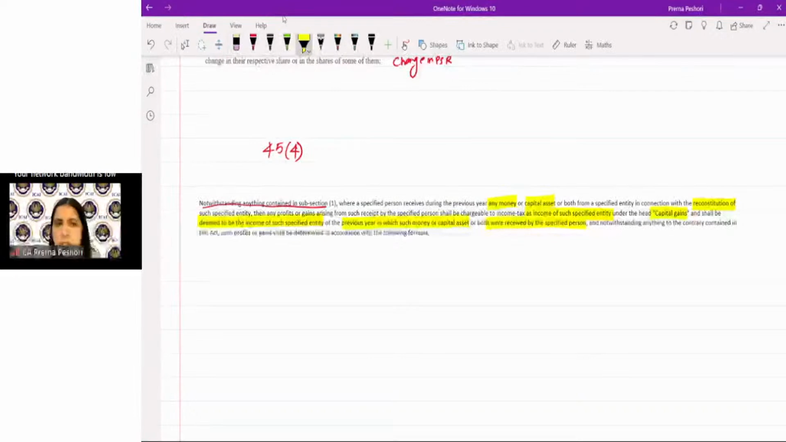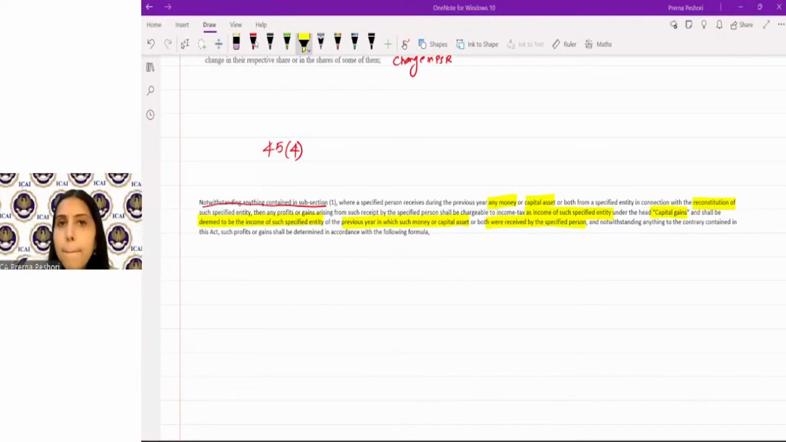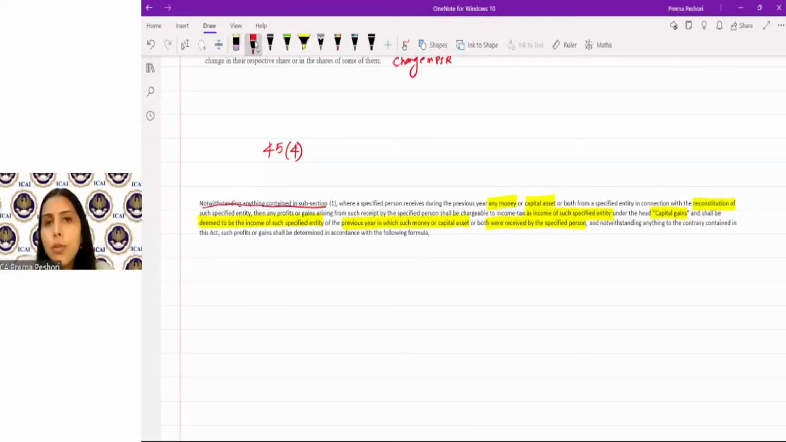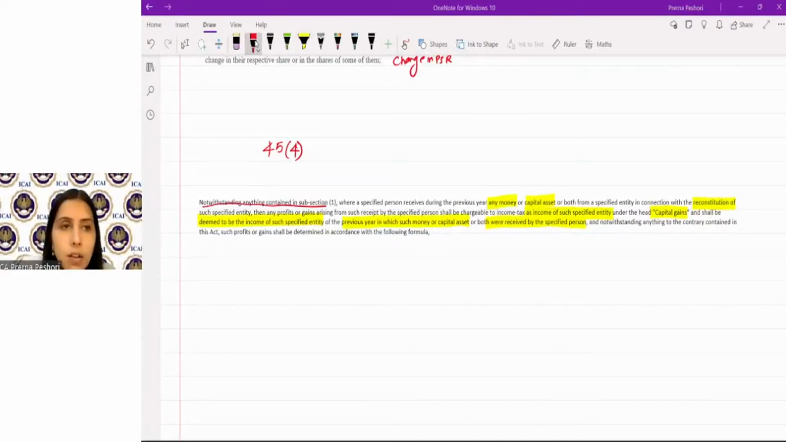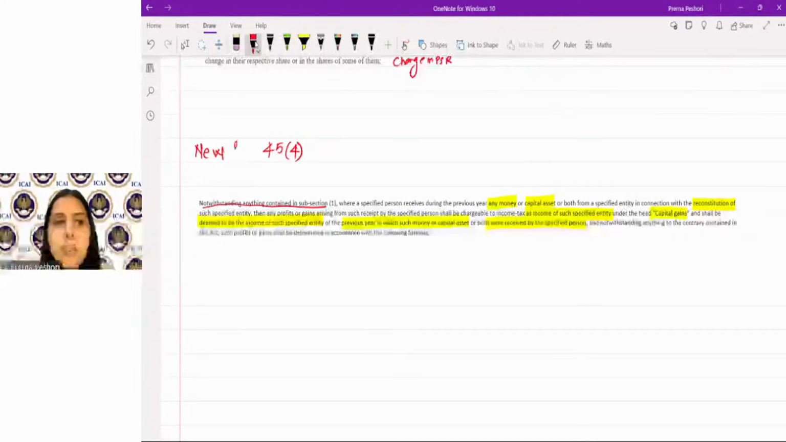Did we understand this? No, again a bouncer, right? So what does it say? Let me break it down for you. So 45.4, erstwhile we used to have the old 45.4. Now this is replaced by the new section 45.4. So 45.4 is not a new addition. This is a replacement of the old section itself. There's no amendment. There's an entire replacement of the old section 45.4.